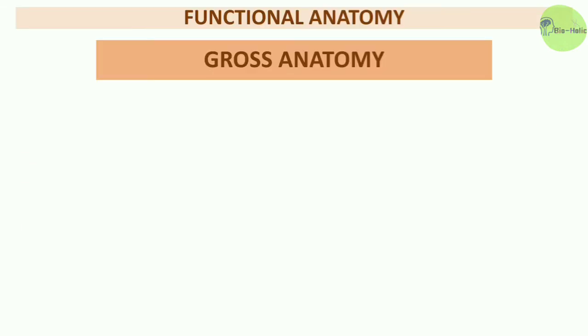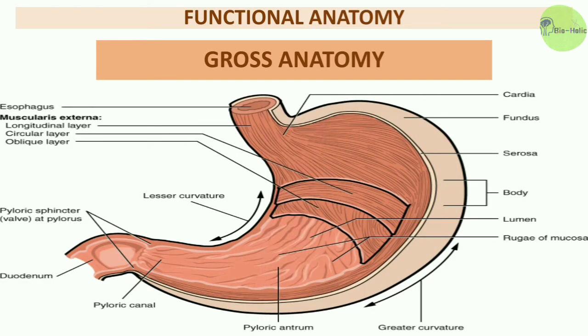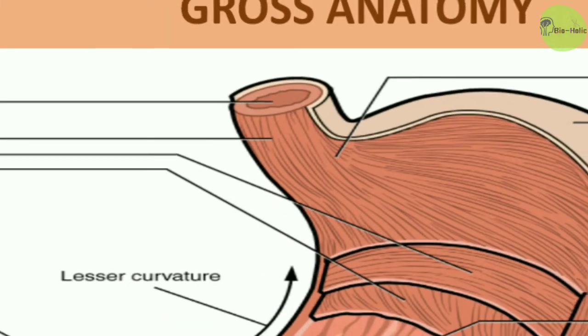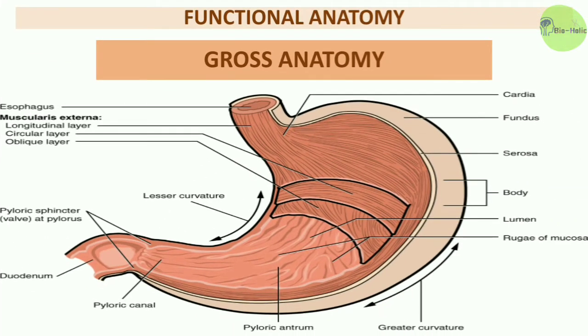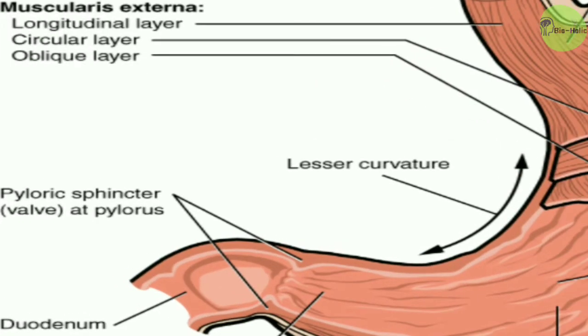Now the functional anatomy. The stomach is a J-shaped hollow muscular bag which is connected to the esophagus at its upper end and to the duodenum at the lower end. The gastric part is connected to the esophagus through the esophageal sphincter present here, and it is connected with the duodenum through the pyloric sphincter area.